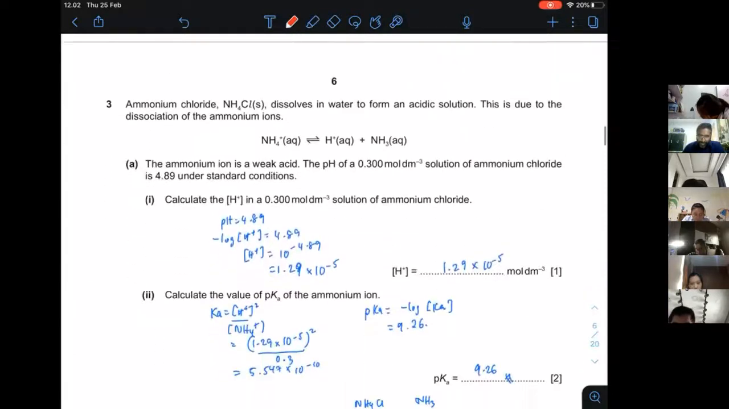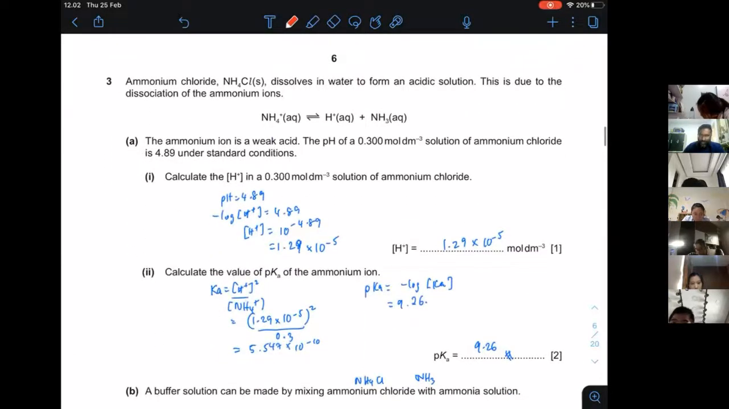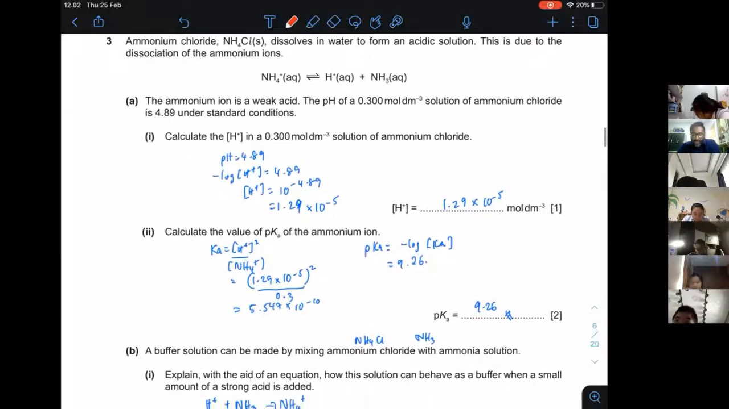If we move on, number 3. Ammonium chloride dissolved in water makes an acidic solution. Calculate the H plus. They already gave you the pH, 4.89. Use the formula, 10 to the power of negative 4.89, not 10 to the power of 4.89. Please use that, to 3 significant figures. Then you have H plus. Calculate the pKa value of the ammonium ion.